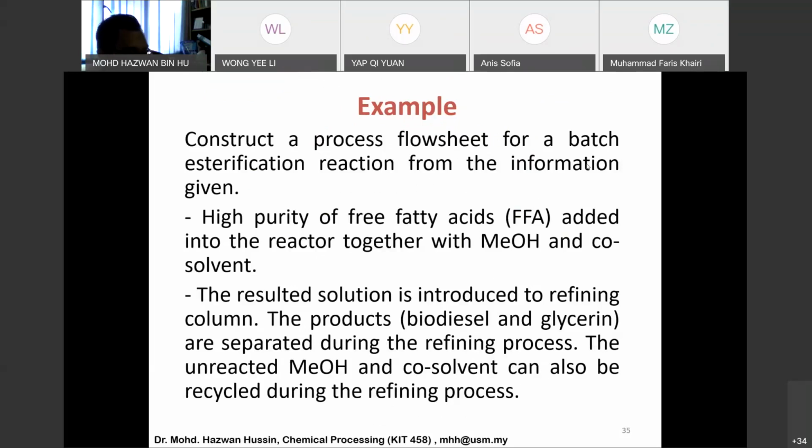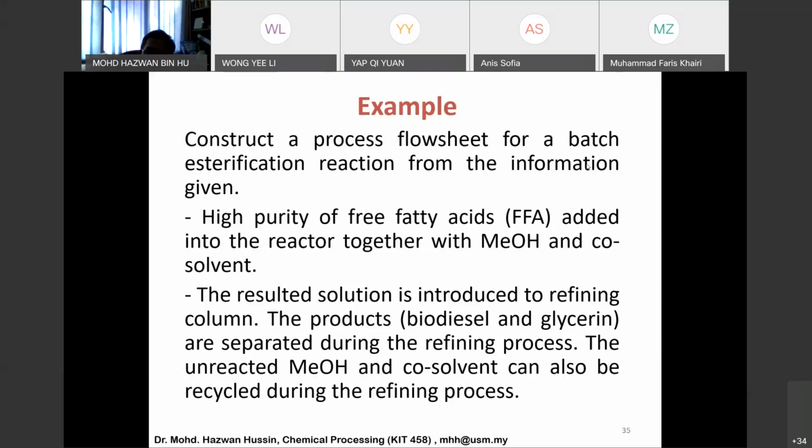Alright. So this is the last few slides before we end the lecture. Examples: construct a process flow sheet of a batch esterification process from information given. So you have a high purity of FFA, free fatty acid, added into the reactor together with methanol and co-solvent. So you know when you have fatty acids with methanol, then the process of trans-esterification can occur. Okay? It will produce biodiesel. So the product mentioned over there is biodiesel and glycerin are separated during the refining process. The unreacted methanol and co-solvent can be recycled.